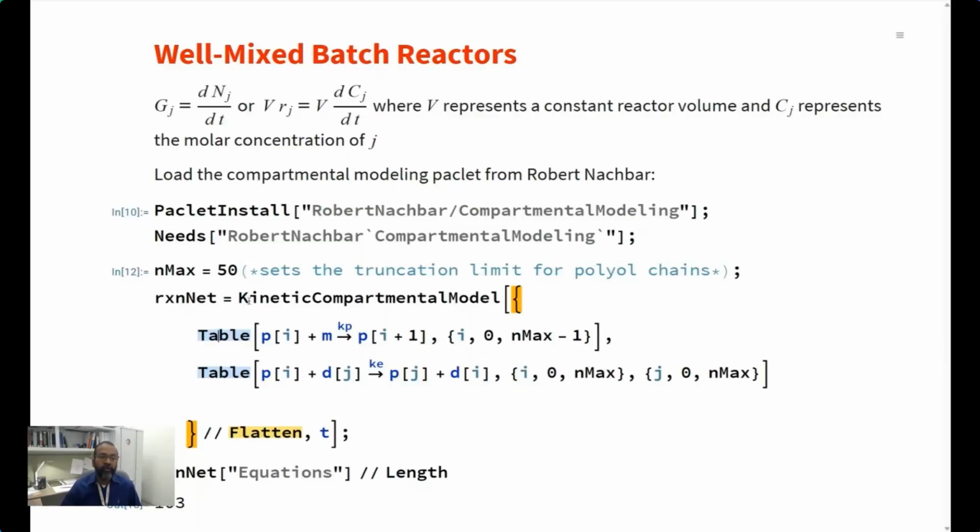Note that just in a few lines of code, 103 mathematical equations can be generated corresponding to this specific system. There are 103 equations because there are 51 equations of P from 0 to the truncation limit. There are 51 equations for D, the dormant chains, from 0 to the truncation limit. And there's 1 equation for the monomer M.